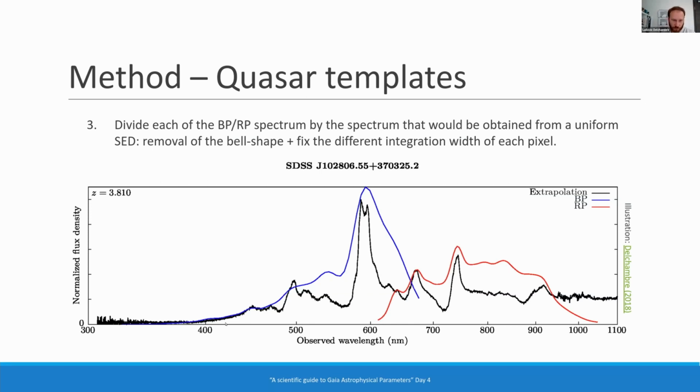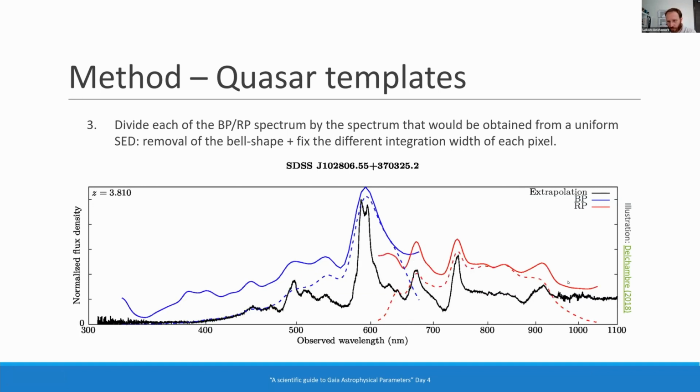So this is, for example, one of the spectra of high redshift quasars from the SDSS, overplotted with the BP and RP spectra. And we see that actually we have this bell shape. Now, by dividing the spectra by what we call the flat spectrum, this is closely related to flat fielding actually, we are able to recover the overall shape of the spectral energy distribution.